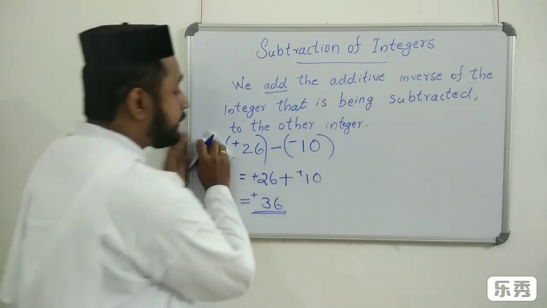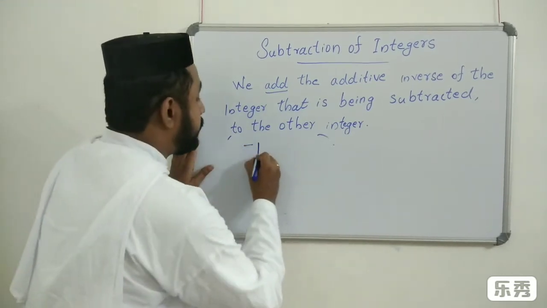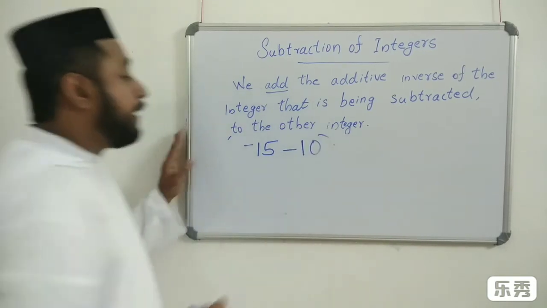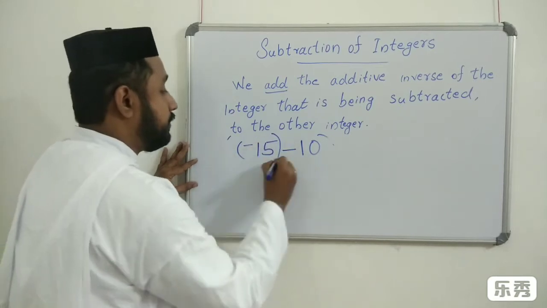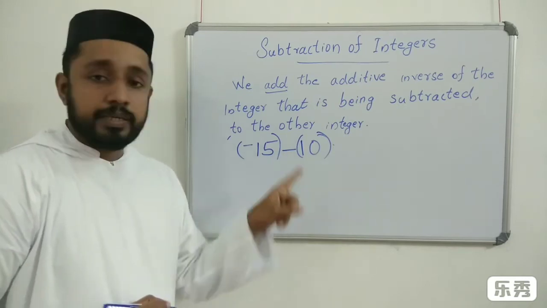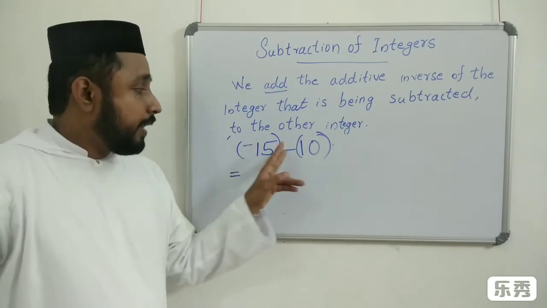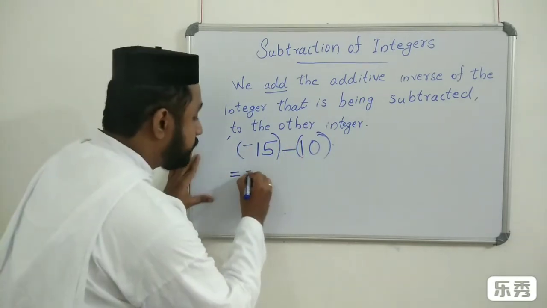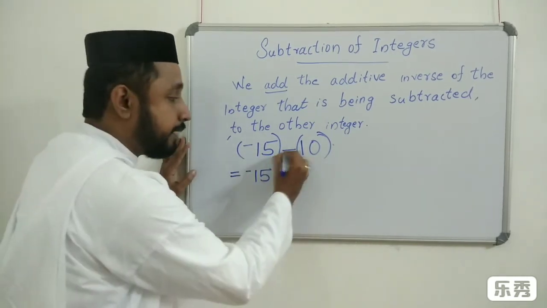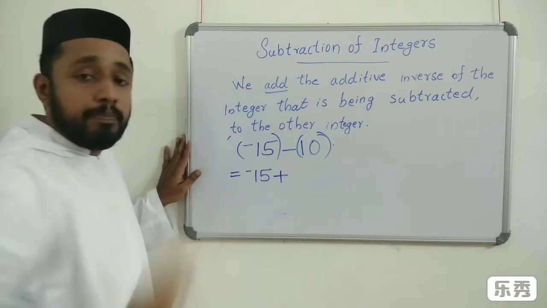Let us consider another example. Minus 15 minus 10. Listen here. Minus 15 minus 10, which is equal to, here subtraction is there. So first we write minus 15. Now we change this subtraction into addition. We change this minus into plus. So instead of this minus, we wrote plus.